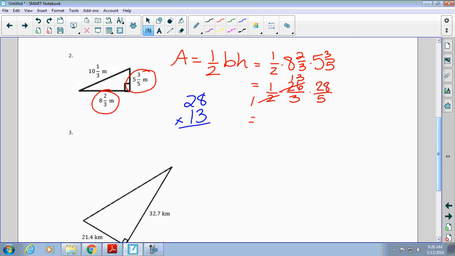No, we cannot simplify 28 because 28 does not have a factor of 3 or 5. We already used the 2. Okay? Any questions on that? Good question. I was wondering if someone would ask that.